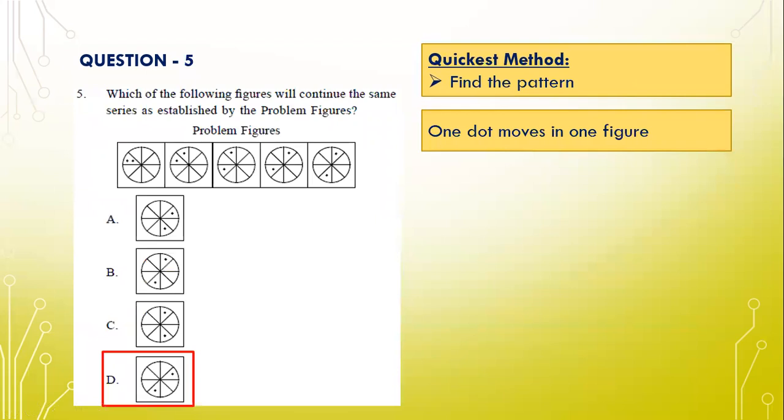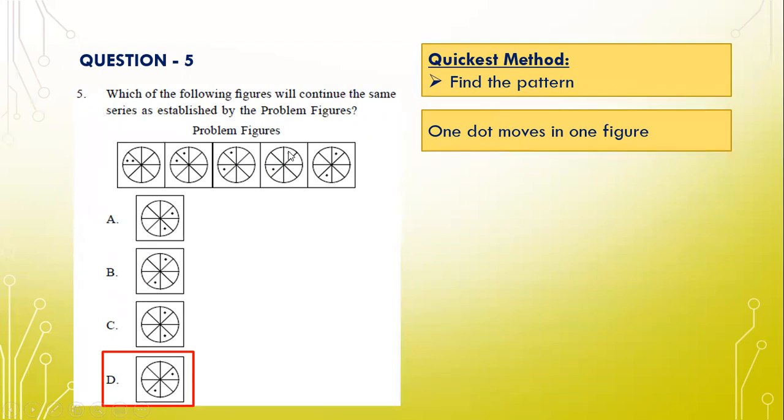Which of the following figures will continue the same series as established by the problem figures? Again, a good question. So how is the series? Two dots are here. Now one dot has moved here. The second dot has not moved. Now the second dot has moved here. The first dot has not moved. Now the first dot will move here.